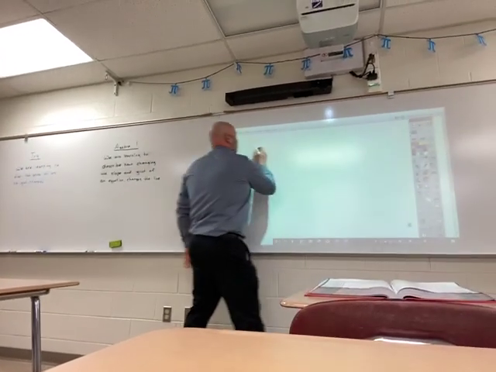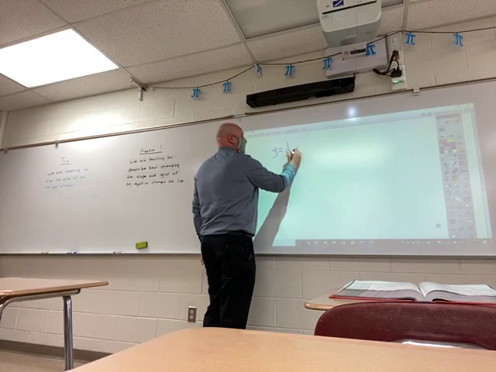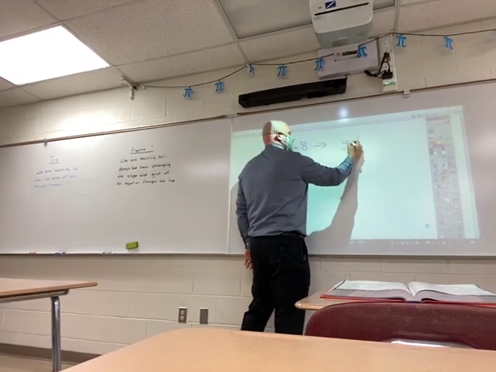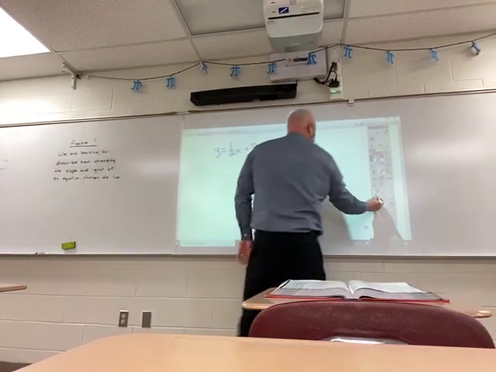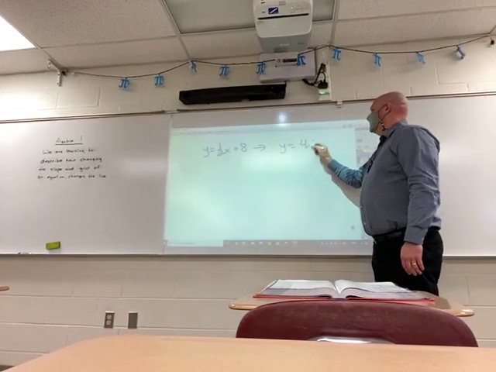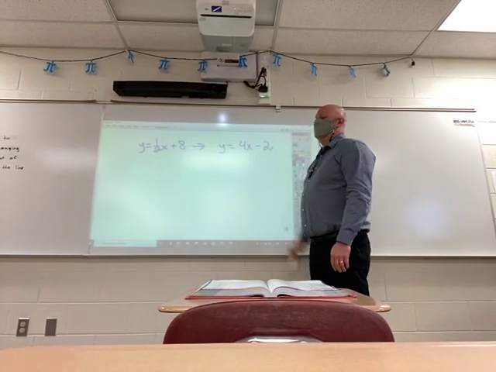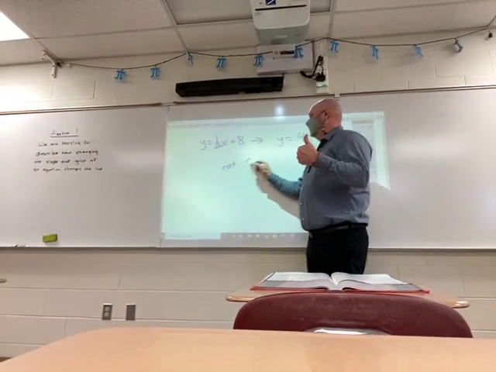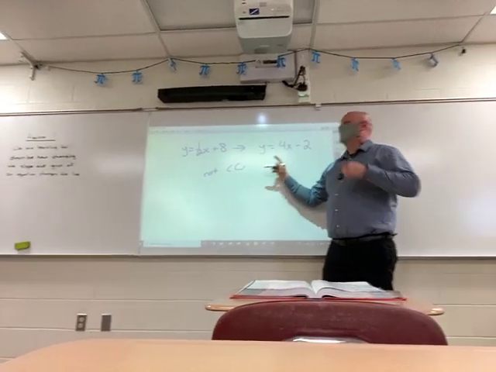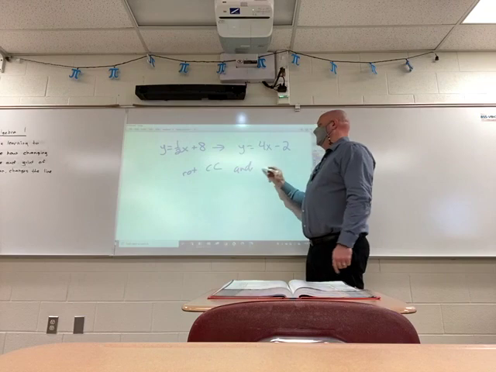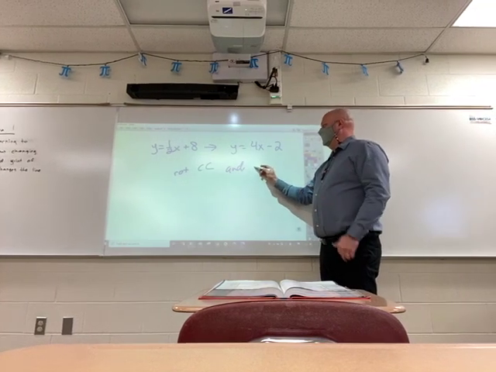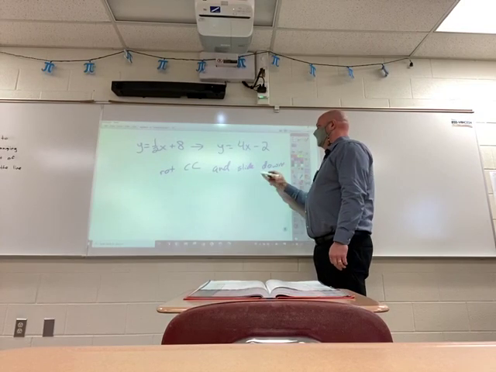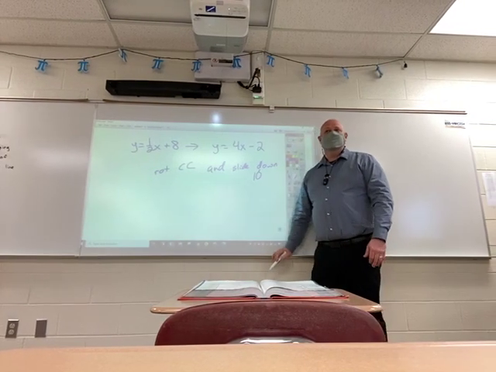I could give you something like y equals 1/2 x plus 8 and ask what's happening when it becomes 4x minus 2. So this rotated counterclockwise because the slope got bigger, and it slid or transformed down, right? Down 10. Easy enough?